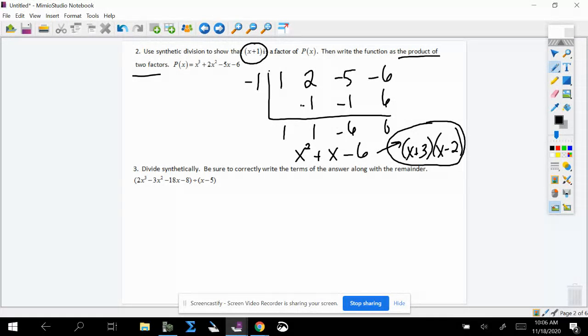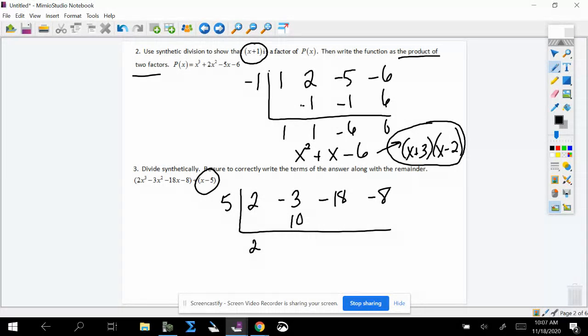Next one just wants you to divide and wants you to write it correctly with the remainder. So this one we don't know if we're going to get a remainder or not. I'm assuming we will just because it mentions it. So we have 2, negative 3, negative 18, and negative 8. And we are going to put a 5 out here because it's what makes the divisor equal to 0. So we drop down, multiply, add, multiply. What is that? 17. Multiply 17 times 5 is 85. Double check my arithmetic. 17 times 5 is 85. Minus 8 is 77. So that's my remainder.